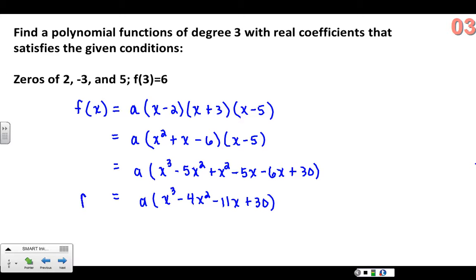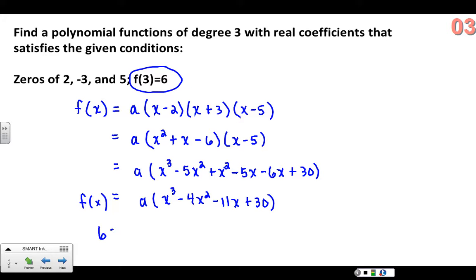f of x could be some constant a, we don't know, times the polynomial x cubed minus 4x squared minus 11x plus 30. So the last tidbit of information we're going to use is this, that f of 3 is equal to 6. In other words, if I plug in 3 for x, I should get 6 as my output.